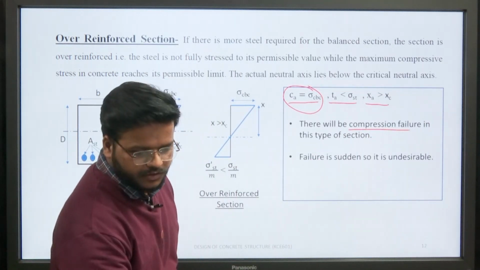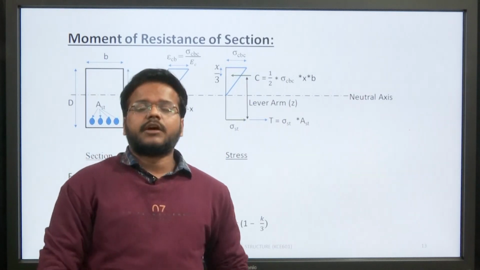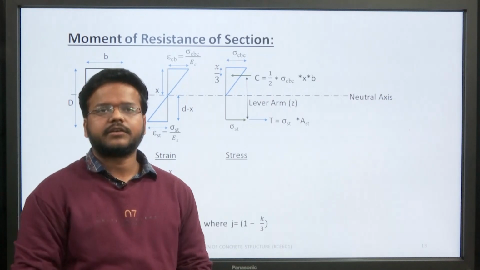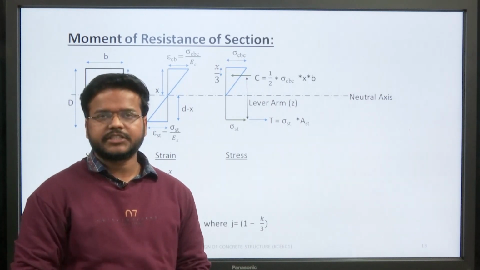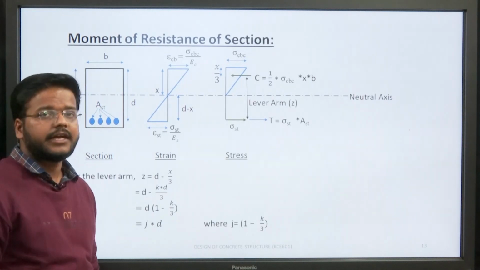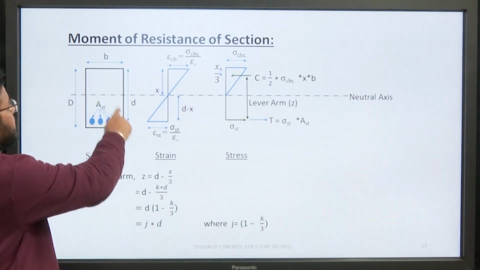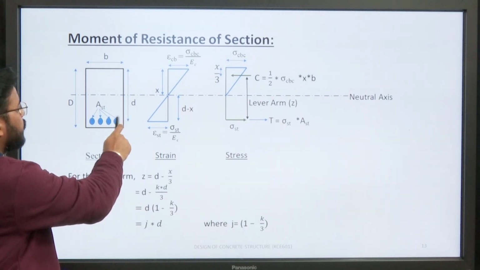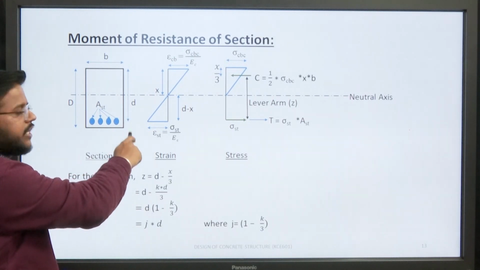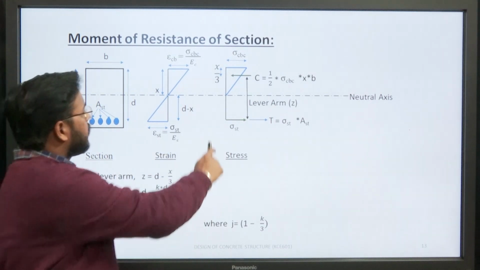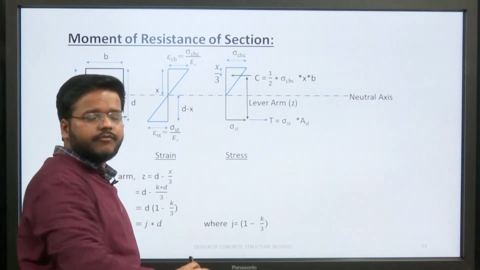Now, the moment of resistance of a section is an important term which is used to calculate the resistance of the concrete structure. How do we find it? First, there is a cross section whose width is b, the total depth is D and the effective depth is small d, and the total area of steel is AST. This is the strain diagram, and this is the stress diagram, which we will see further.